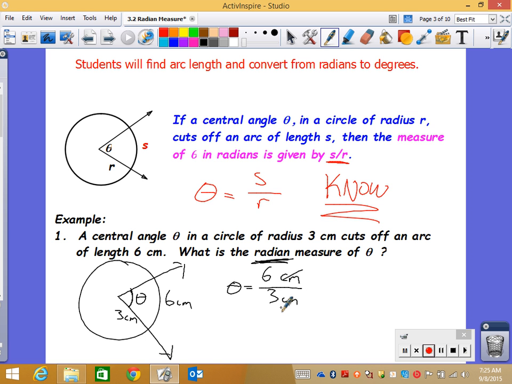My centimeters cancel off. This is important. We'll talk about this just a little bit more. So we get that this is equal to 2. Notice that my labels canceled. This is because we get a real number answer. Remember, we talked about last slide how we needed a real number answer to plug into my functions in order to do algebra with them. So it's important to remember radians are a unitless measure.